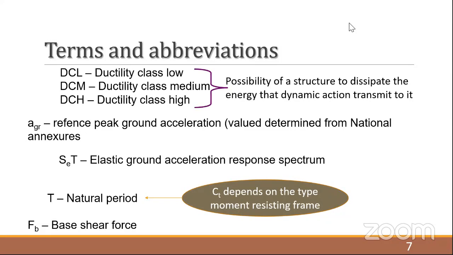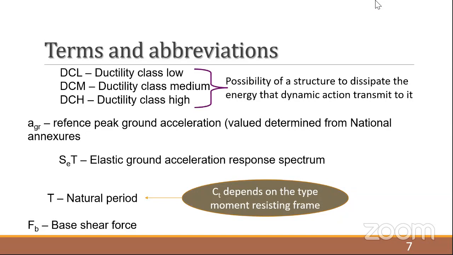So we have the three ductility classes there, as you're going to see discussed in the code. DCL being ductility class low, DCM ductility class medium, and then DCH ductility class high. We have this term which is very common, a subscript gR, which means the reference peak ground acceleration. Now, the beauty of Eurocode is that it has allowed national annexes to be added to it. For example, you can have values being determined for a region, say our region, East Africa, or West Africa, whichever other region.